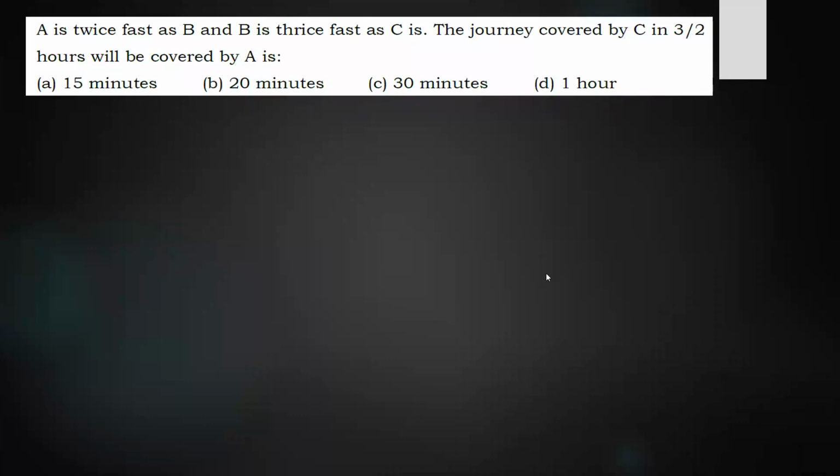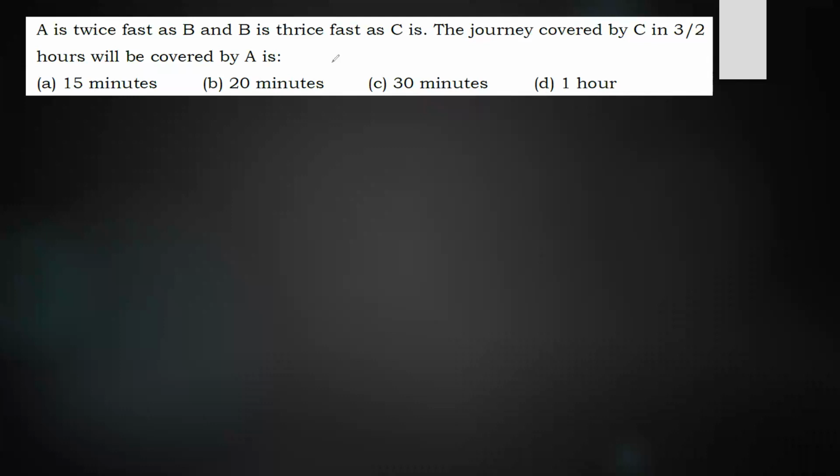Very important topic. You can expect questions from this topic, and then time and work, for any competitive exams. A is twice as fast as B. B is thrice as fast as C. Yes, Surya, good. The journey covered by C in 3 by 2.